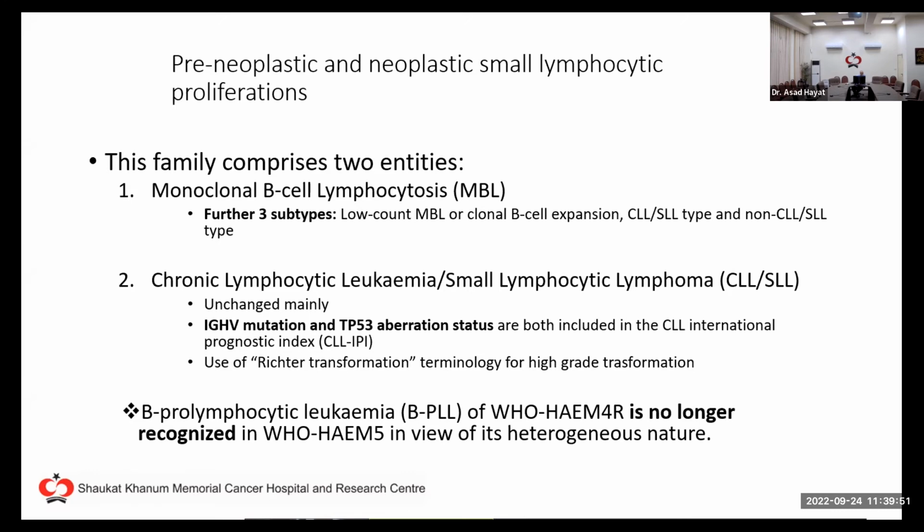And then in CLL, SLL, it's mainly unchanged. Again, they emphasize the importance of the mutational status. And as I mentioned previously, the P53 mutational status has been incorporated into the IPI as well. And again, we were already using the Richter's transformation terminology for high-grade transformation as well. And this historical entity that I think we're all familiar with, B prolymphocytic leukemia or BPLL, was defined not on immunophenotype, it was actually defined on morphology. Cells in a CLL that were somewhat larger, had more prominent nucleoli, had more cytoplasm. But it's really very subjective. And in view of the fact that there wasn't a specific genetic signature or immunophenotype to distinguish it from CLL, I think they've trashed this category now. It's no longer recognized in this new classification.